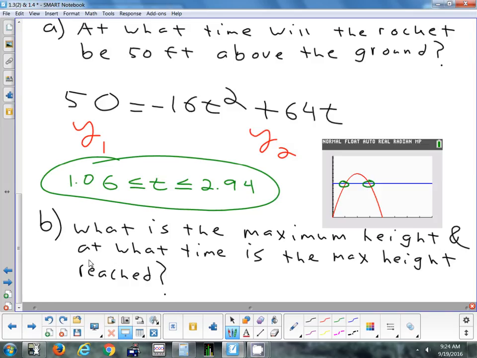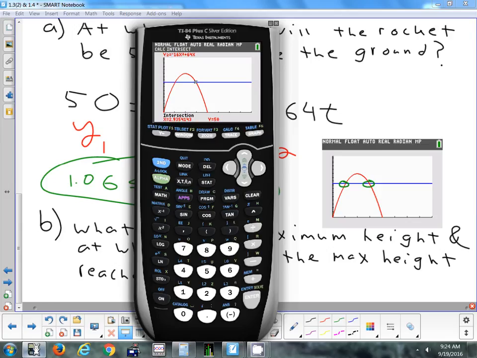For the intersection on the left, would you want it to be the number by the x or by the y? It's the x. X is time, y is height. Okay, yep.